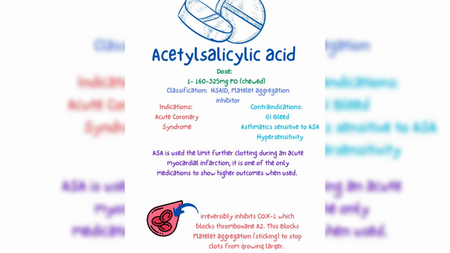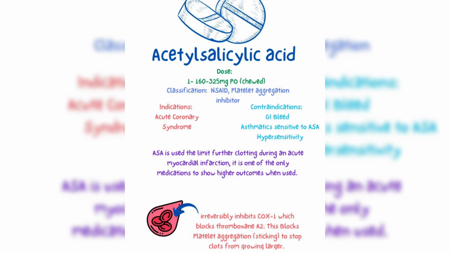Our first medicine is acetylsalicylic acid, also known as aspirin. Dose: 160 to 325 milligrams orally. Classification: nonsteroidal anti-inflammatory drug or platelet aggregation inhibitor. Indications: acute coronary syndrome. Aspirin is also used to limit further clotting during an acute myocardial infarction.